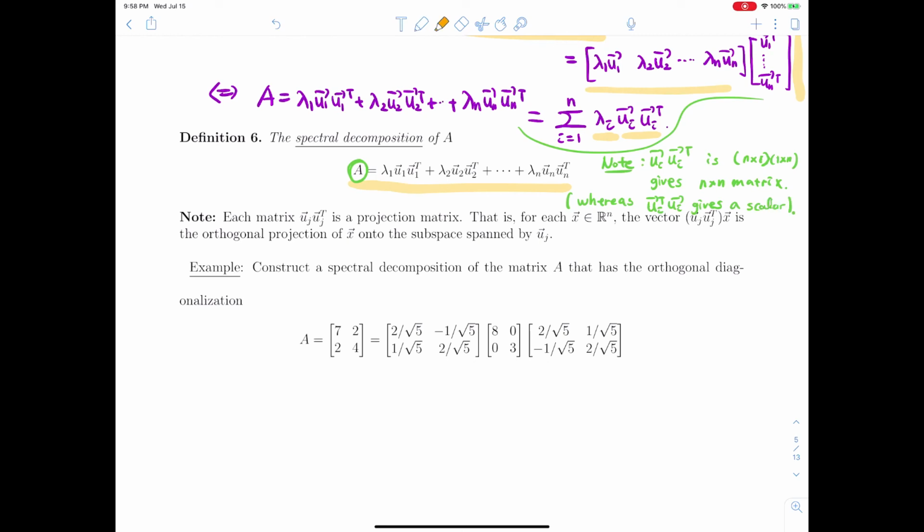And each matrix, uj times uj transpose, is a projection matrix. And this means, if you multiply any vector x into this matrix, then that gives you the orthogonal projection of x onto the subspace spanned by uj. So you want to compare this with theorem 3, the last theorem, in section 6.3 notes. So there was a theorem that states that UU transpose times x equals the projection of x onto the column space of the given matrix.